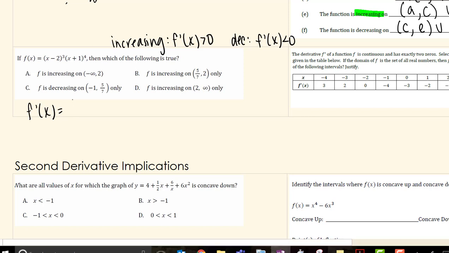We're going to do the derivative of the first times the second. So 3 times x minus 2 squared. Chain rule, but the derivative of x is just 1. Don't touch that second part. So that's x plus 1 to the fourth.